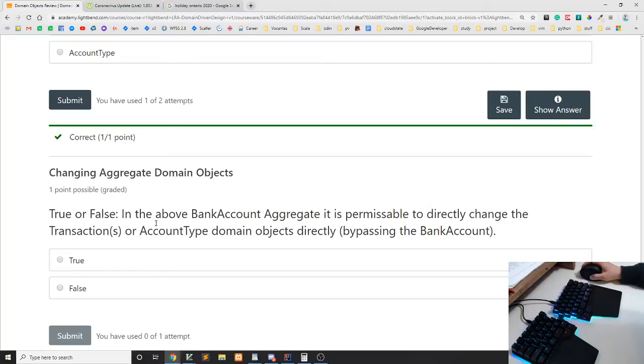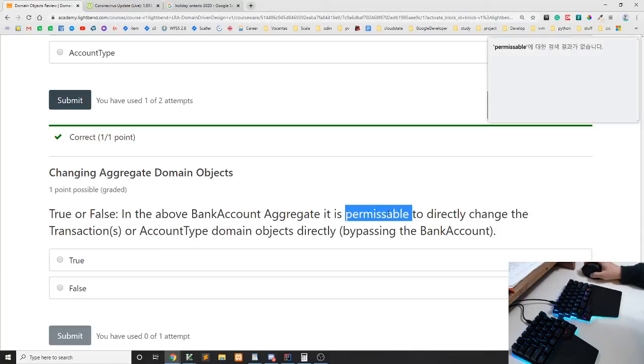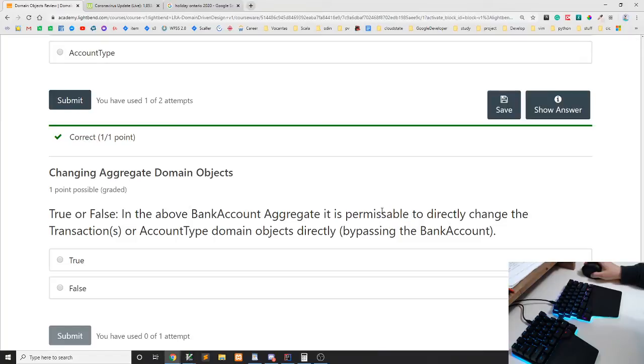True or false. In the above bank account aggregate, it is permissible to directly change the transactions or account type domain objects, bypassing the bank account.